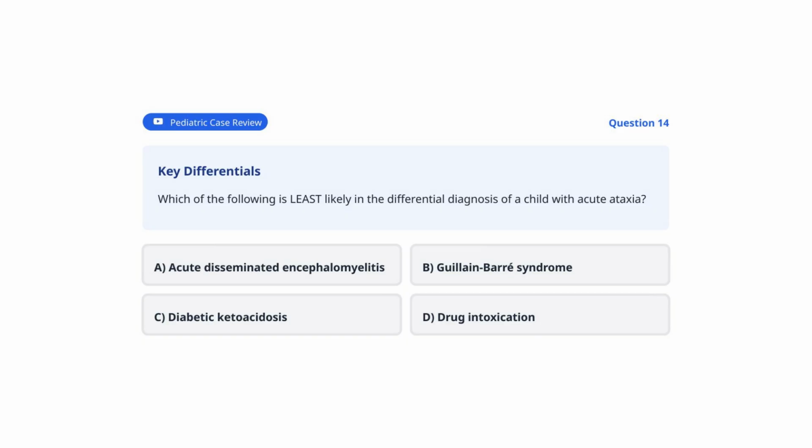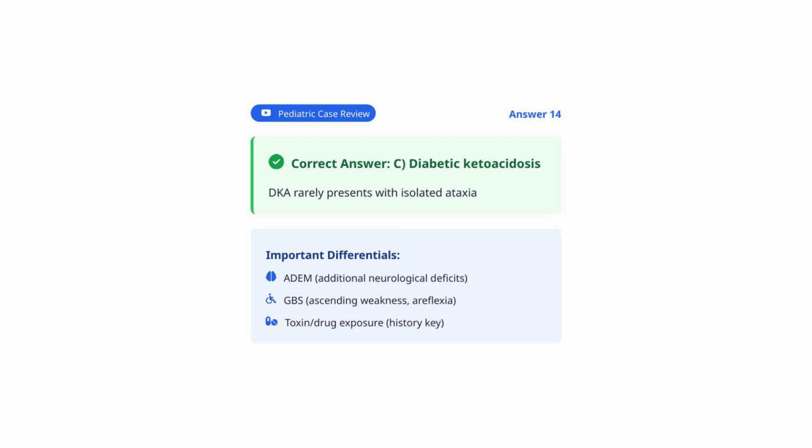Which of the following is least likely in the differential diagnosis of a child with acute ataxia? Is it A. Acute disseminated encephalomyelitis, B. Guillain-Barré syndrome, C. Diabetic ketoacidosis, or D. Drug intoxication? The correct answer is C. Diabetic ketoacidosis rarely presents with isolated ataxia as a primary symptom.